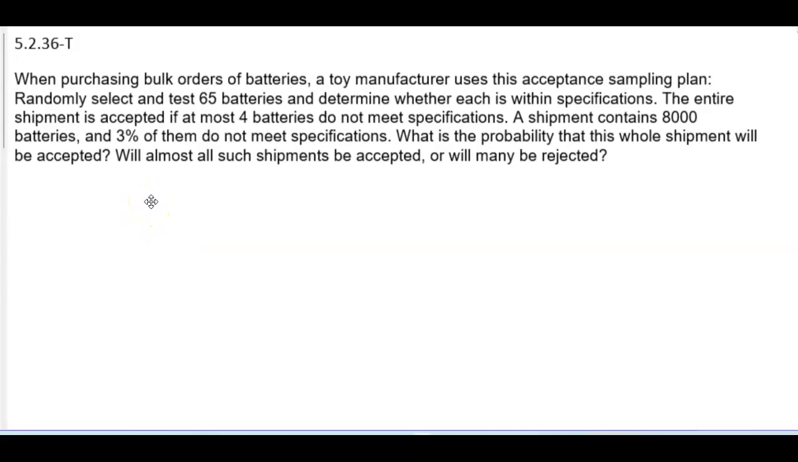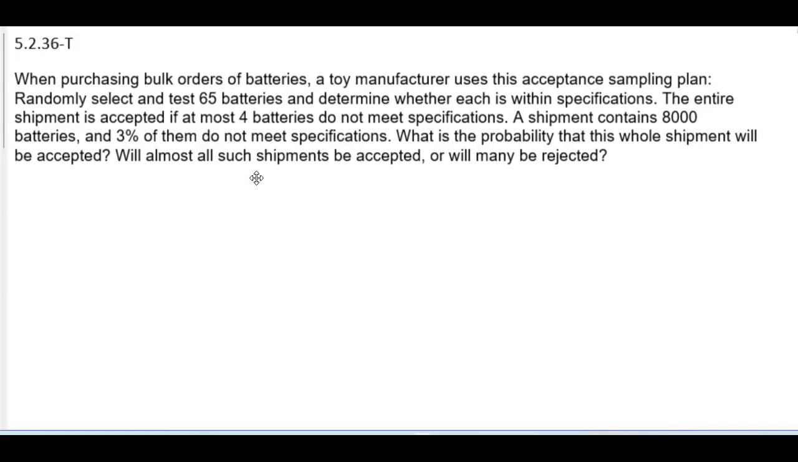When purchasing bulk orders of batteries, a toy manufacturer uses this acceptance sampling plan. Randomly select and test 65 batteries and determine whether each is within specifications. The entire shipment is accepted if at most 4 batteries do not meet specifications.